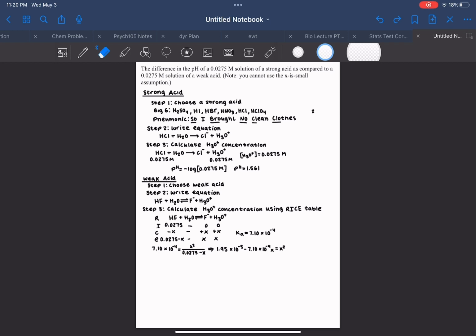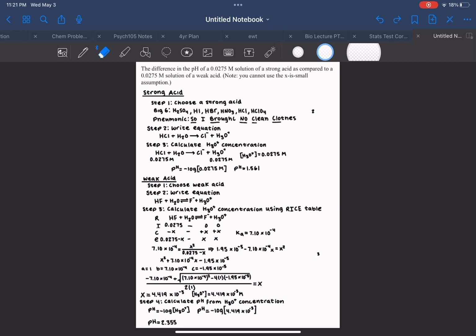Now we want to use the quadratic, so we have to get everything on one side, set equal to 0. Here it is organized. I listed my a, b, and c values. You will be given the quadratic formula on the exam, so I wouldn't worry too much about memorizing it, but definitely get comfortable with it. Here are all the values plugged in, and I use plus because when we use negative, we get a value that's not possible for a concentration. That gives us our x, and our x value is equal to our hydronium concentration. Now, same thing: pH equals negative log of the hydronium concentration. Plug that in, and we get a pH of 2.355.